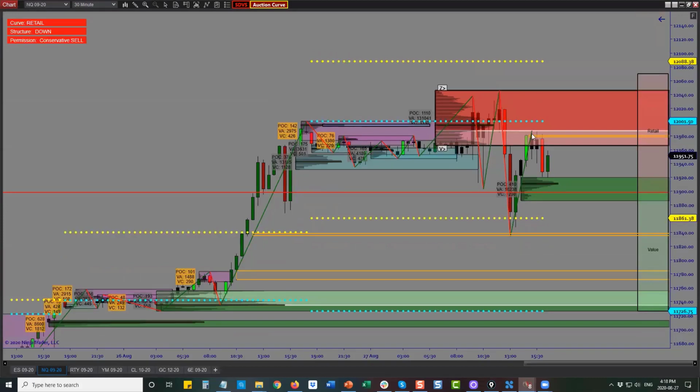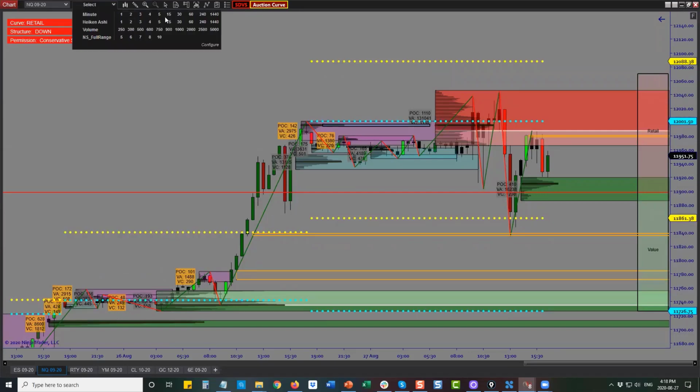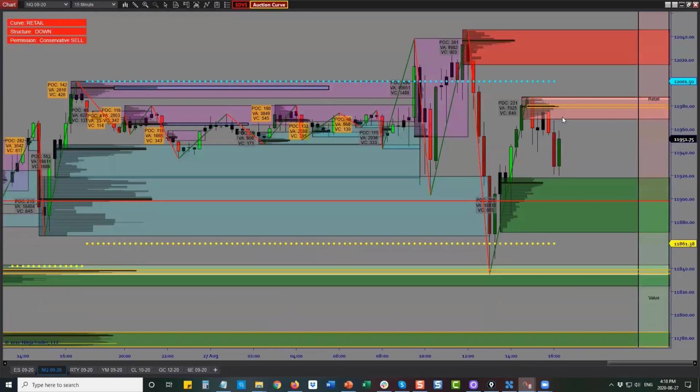30-minute pulled back into a directional trend trade in retail. But if you're looking at it on the 15, we were able to catch it here.